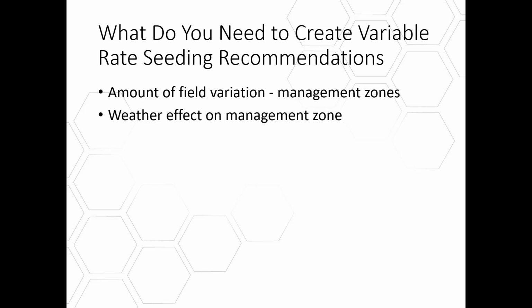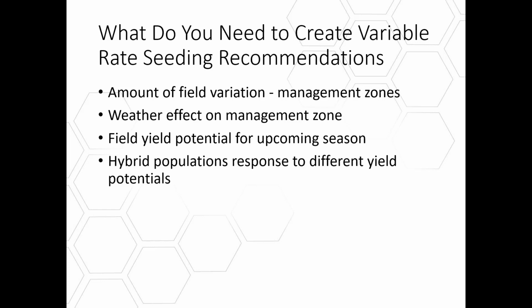Next is to determine how the weather in the upcoming growing season will impact the management zone. We also have to estimate the yield potential for the upcoming season, which ties kind of directly into what the upcoming weather is going to be. We then have to actually find out how this hybrid is going to respond in different yield potentials. So planting one hybrid, how is it going to be different from another?